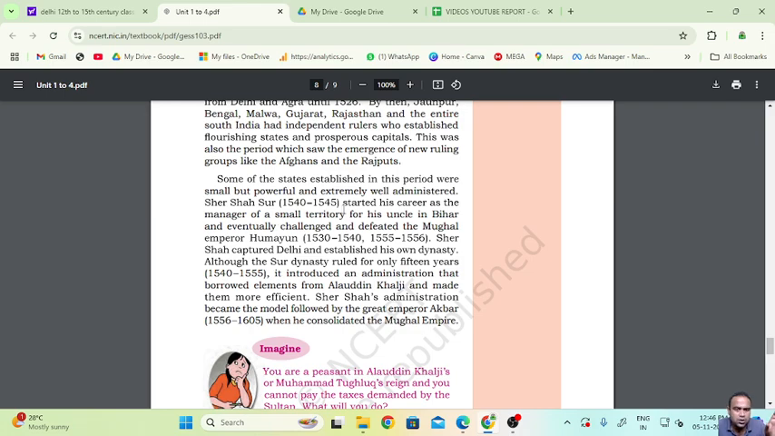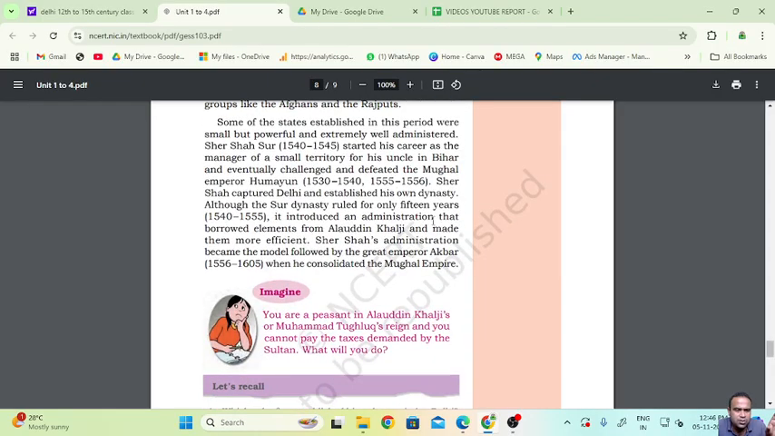Sher Shah Suri started his career as the manager of a small territory of his uncle in Bihar, and eventually challenged and defeated the Mughal Emperor Humayun. Sher Shah captured Delhi and established his own dynasty. Although the Sur dynasty ruled only for 15 years, it introduced an administration that borrowed elements from Alauddin Khilji and made them more efficient. Sher Shah's administration became the model followed by the great Emperor Akbar when he consolidated the Mughal Empire.